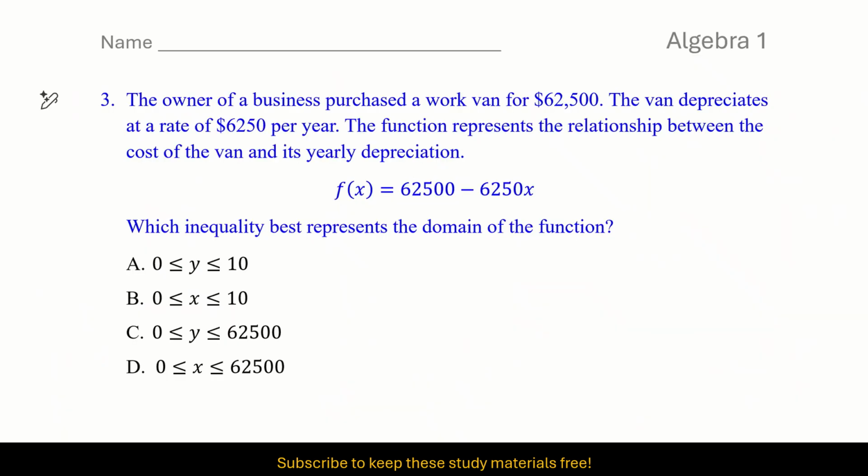Number 3, the owner of a business purchased a work van for $62,500. The van depreciates at a rate of $6,250 per year. The function represents the relationship between the cost of the van and its yearly depreciation. Which inequality best represents the domain of the function?